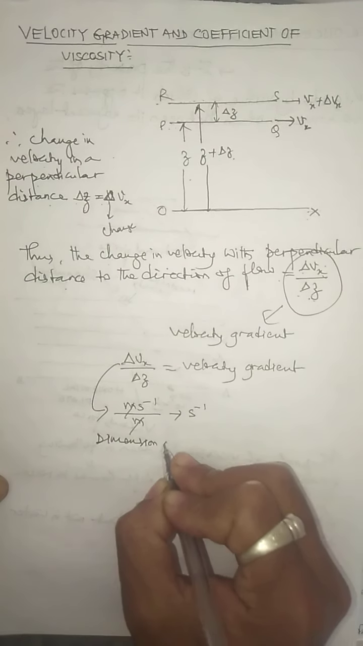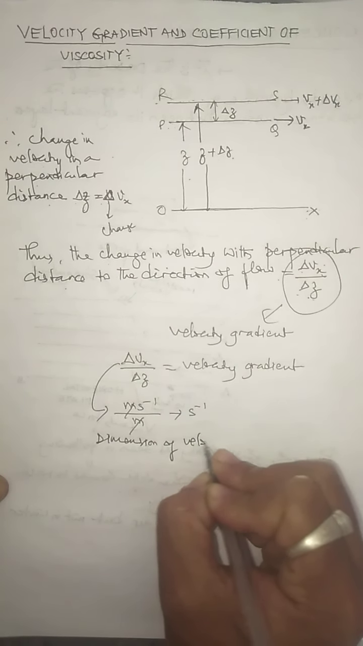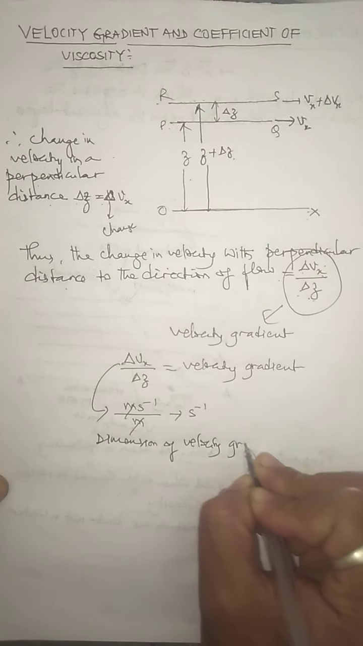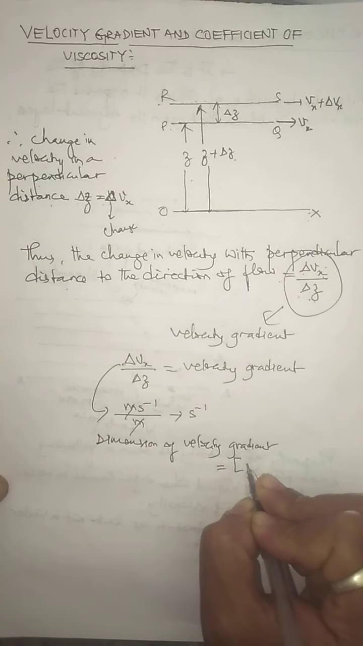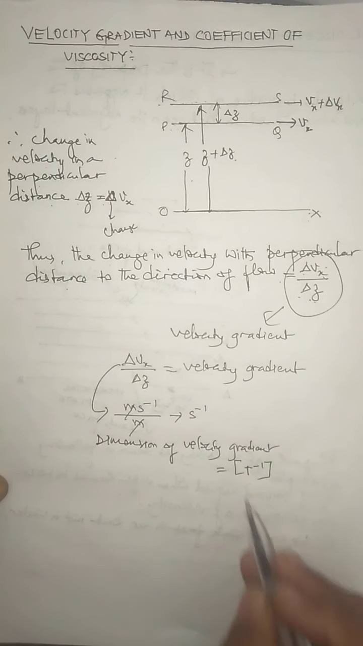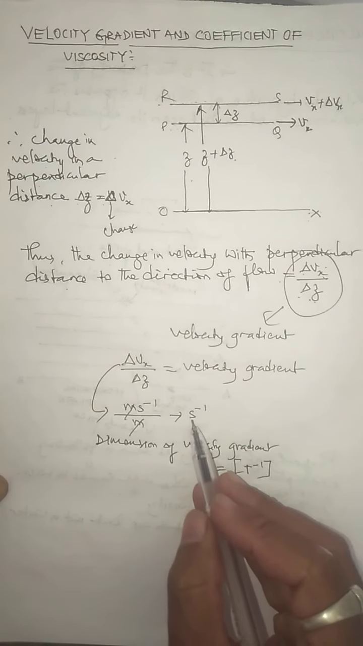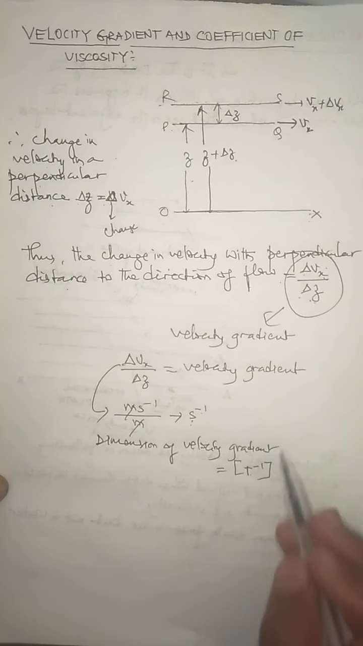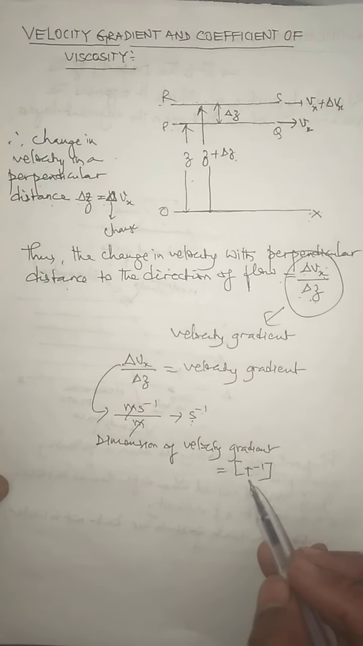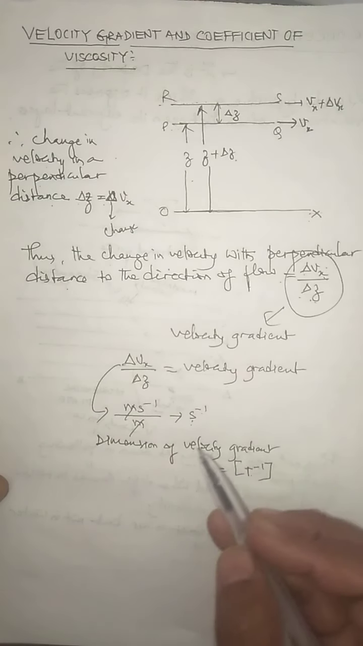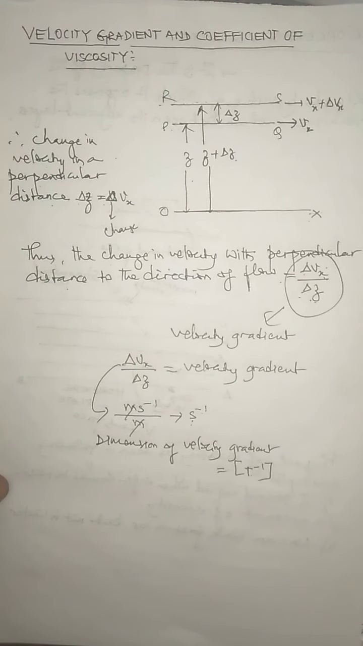We can write the dimension also. The dimension of what gradient? Velocity gradient, yes. So children, we can write the dimension of velocity gradient as T minus 1, because the unit is second, the unit of time, and time dimension is T with minus 1. So the dimension of velocity gradient is similar to the dimension of frequency. Frequency and velocity gradient have the same dimension, because frequency dimension is also T minus 1, whereas the dimension of velocity gradient is also second minus 1.